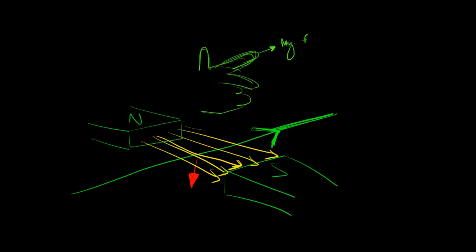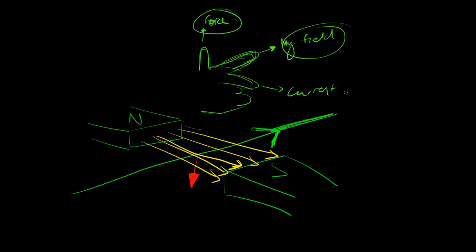Magnetic field. Your second finger points in the direction of the current, conventional current, and your fifth finger shows the direction of the force that's applied to the wire. That's known as Fleming's left-hand rule.